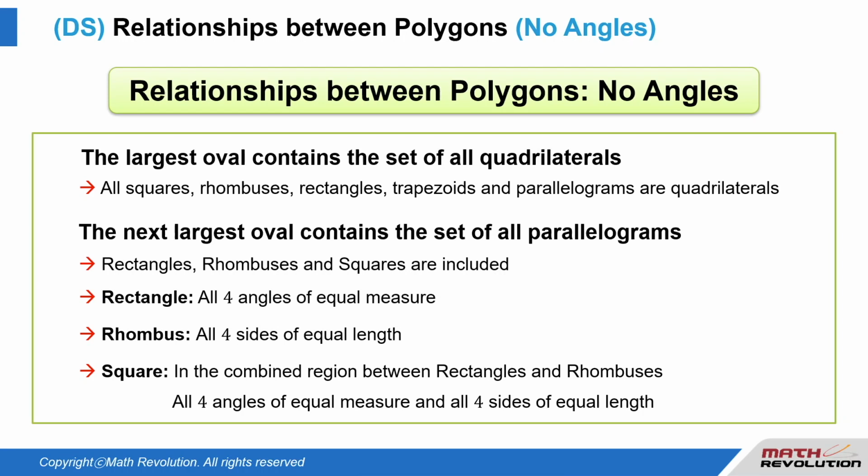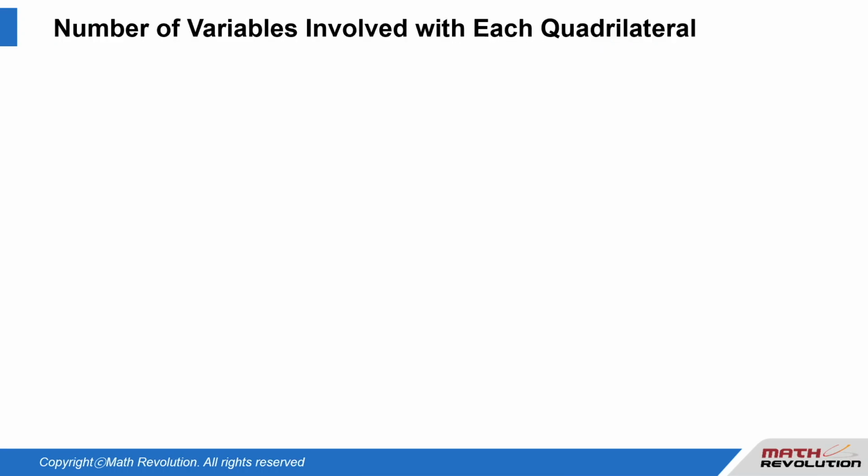This part is why we are the best in the world. We are the only people in the world who solve geometry DS questions by using the variable approach. We developed this ourselves, and we are very proud of it. Let's look at the number of variables involved with each quadrilateral.